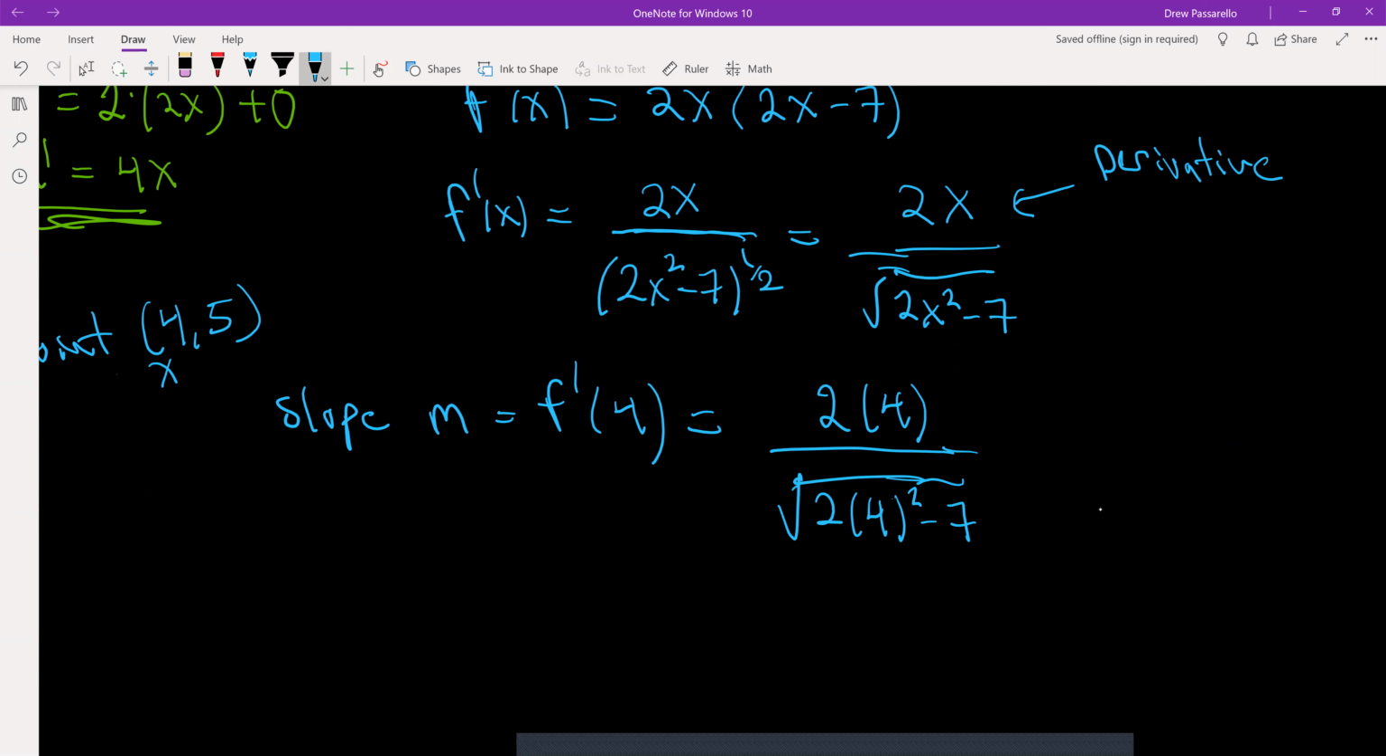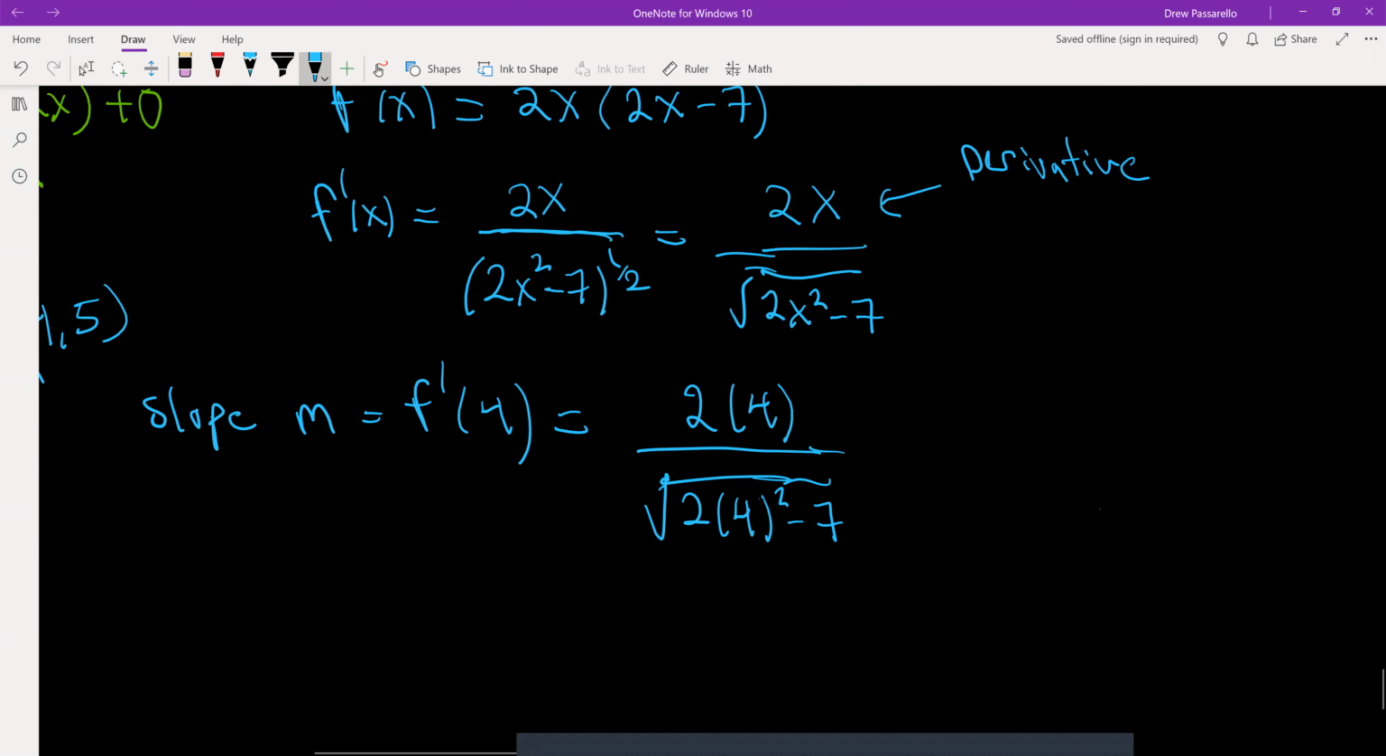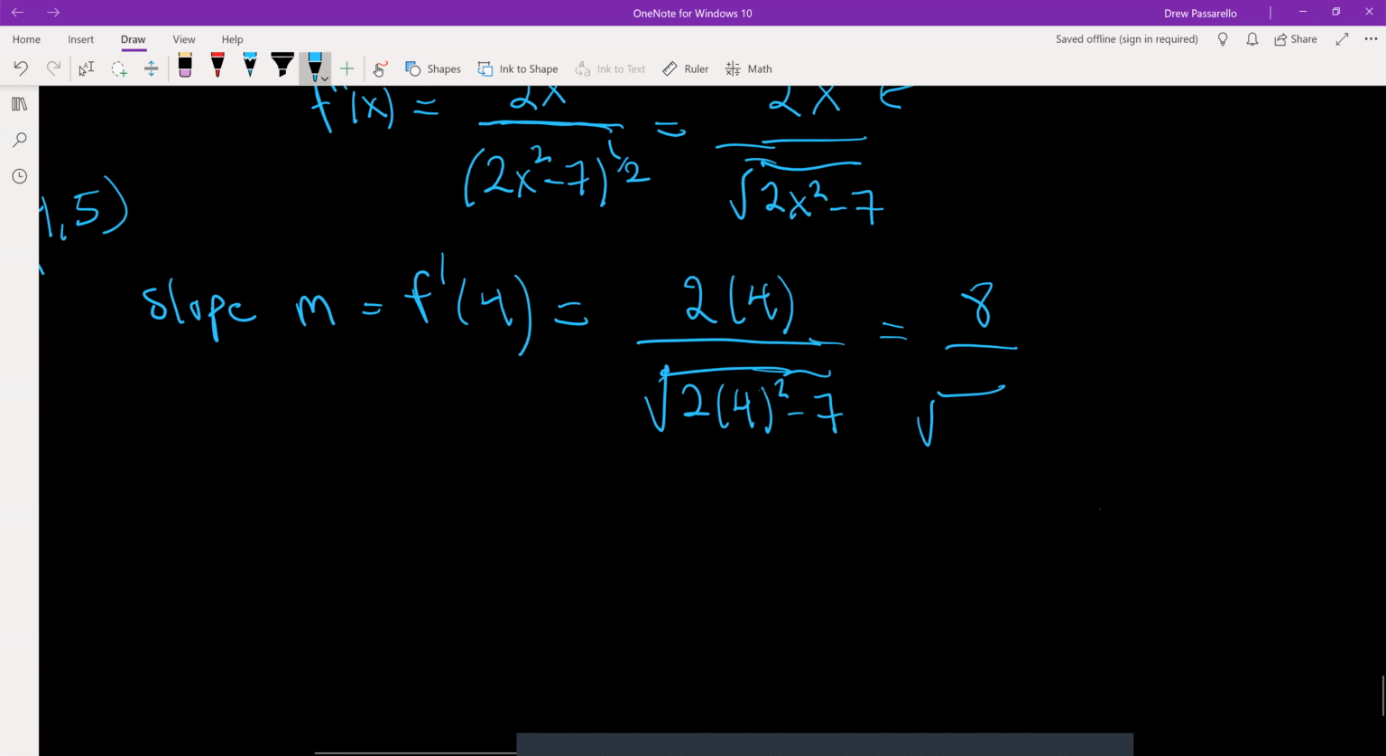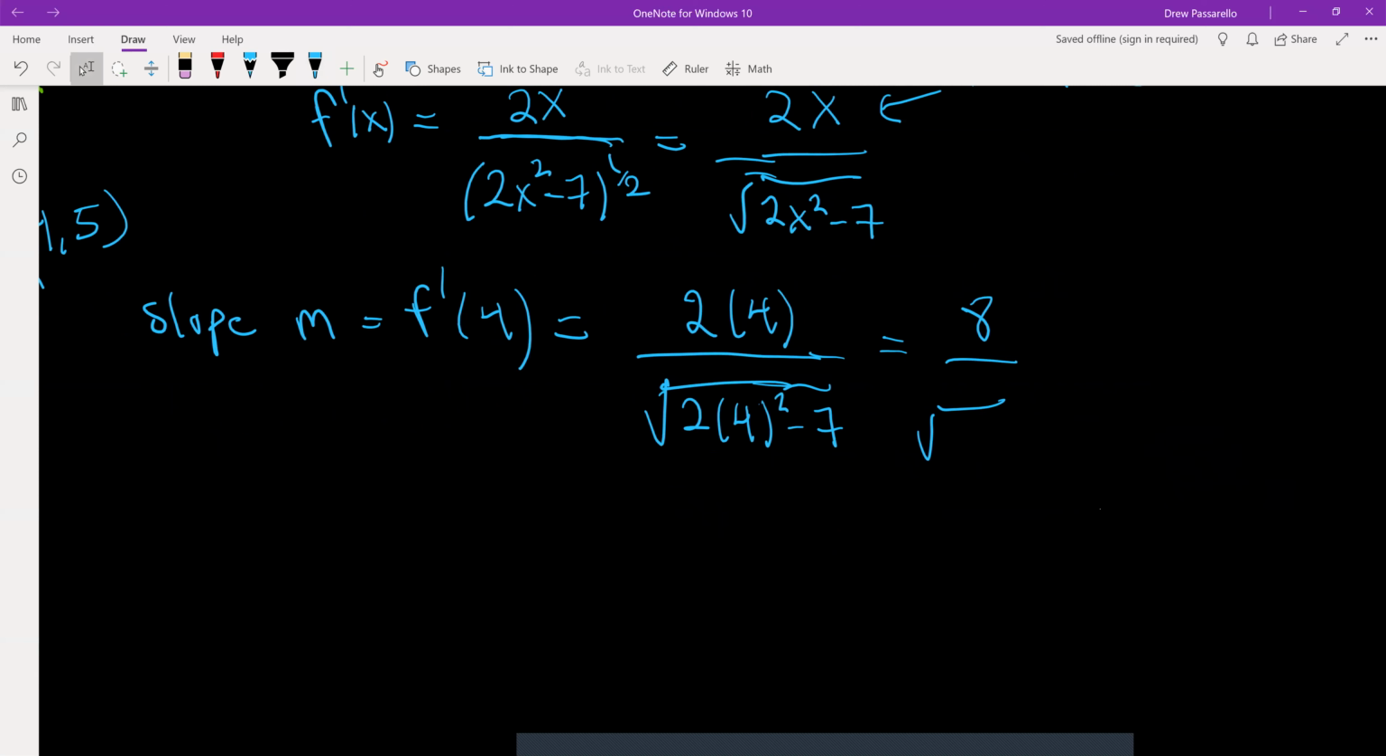All right, so simplifying this down, 2 times 4 is 8, so I have 8, and then the square root. So what is this going to be? 4 squared is 16. 16 times 2 is 32. 32 minus 7 is going to give me 25. So you're going to have the square root of 25, which we know is 5, so it's 8/5. So the slope is 8/5.